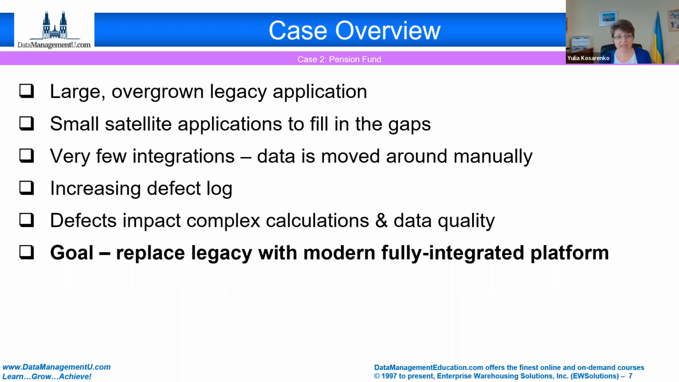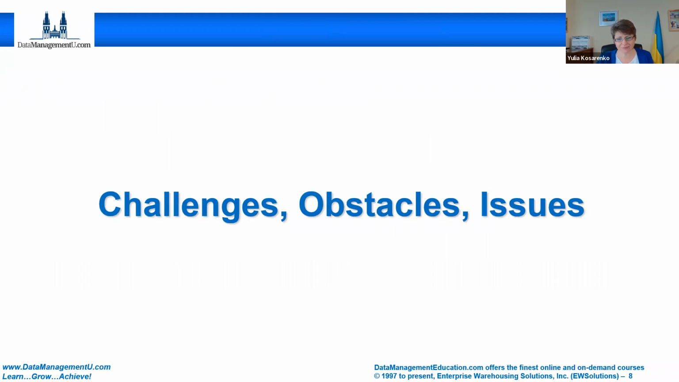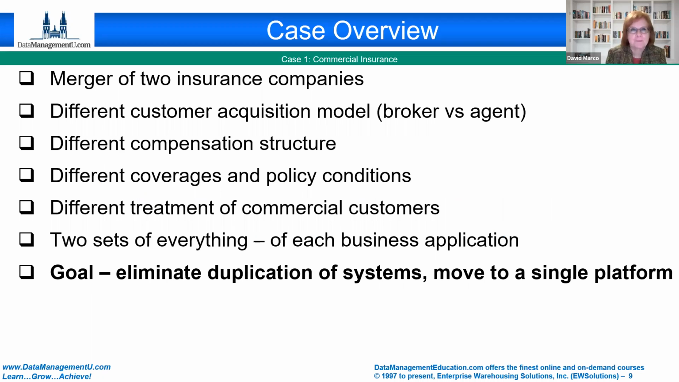So in this particular case study, the goal was to replace this legacy platform with a modern and fully integrated platform. No merging, but a full taking out of the old and in with the new. Again, piece of cake. All right, so.